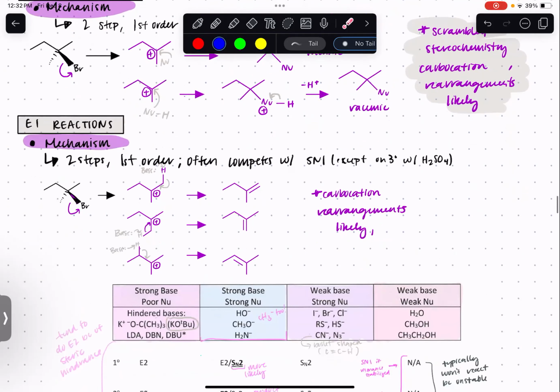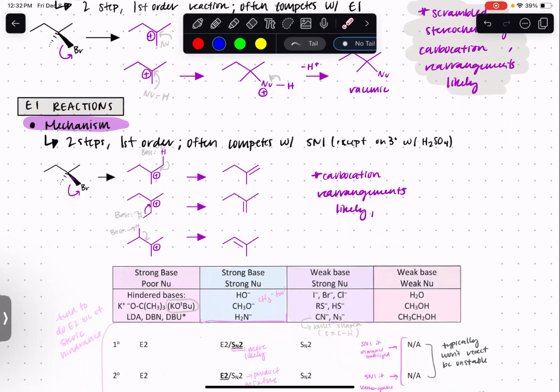And then with E1, again, 2 steps first order, and this competes with SN1, except on tertiary carbons with sulfuric acid.